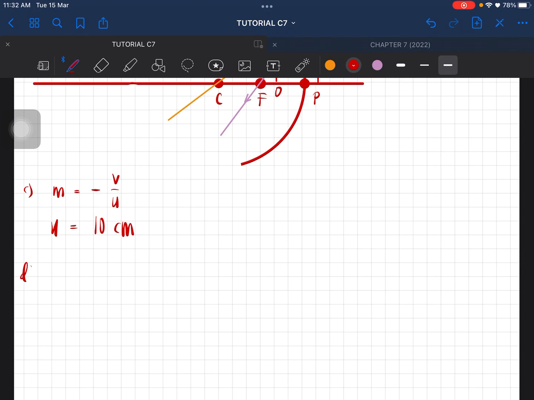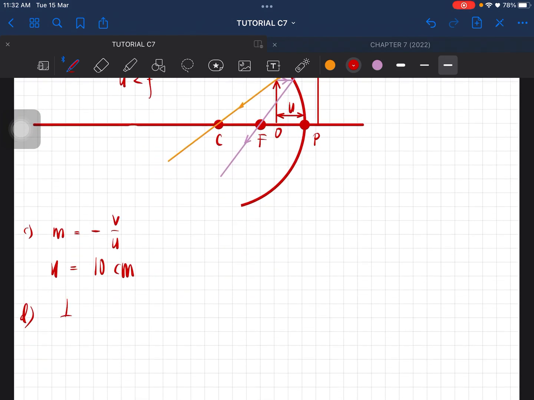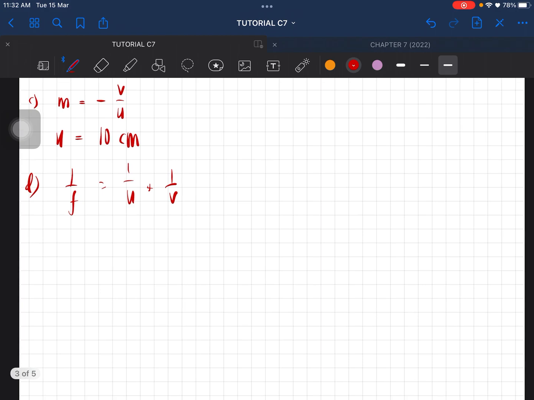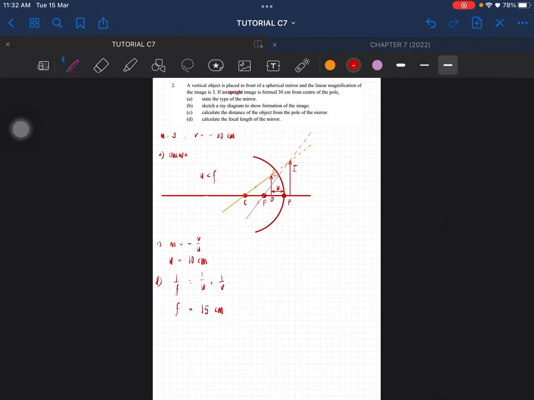Then question D: we are asked to calculate the focal length of the mirror. That is just 1/f equals 1/u plus 1/v. This gives us a focal length of 15 centimeter. So that is question number 2.